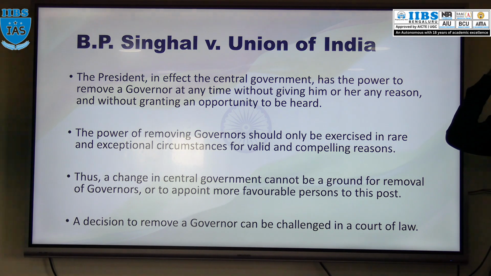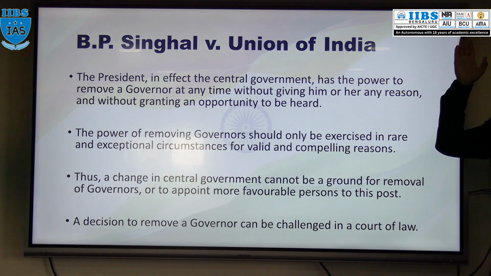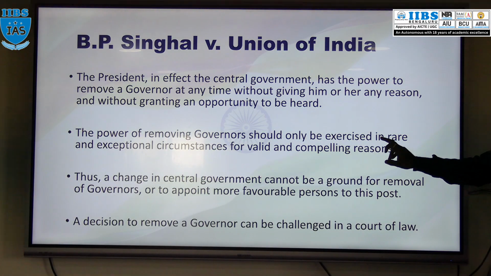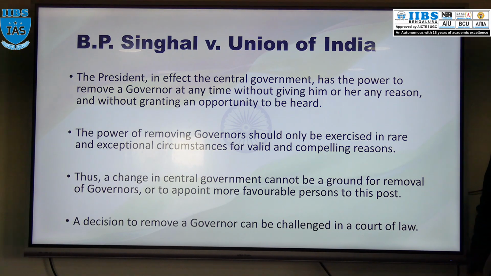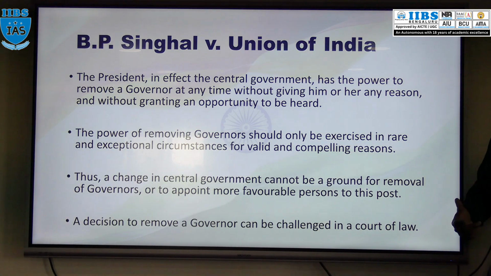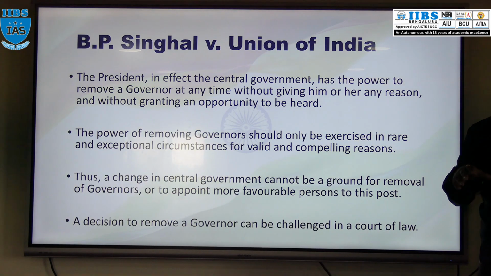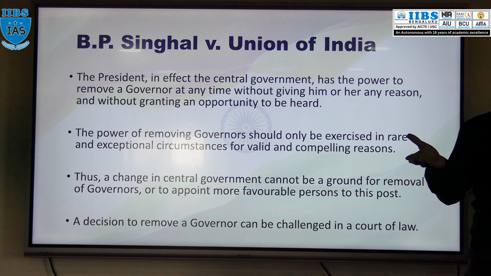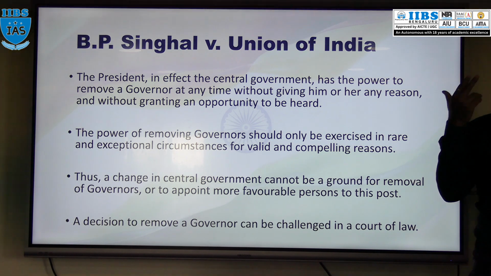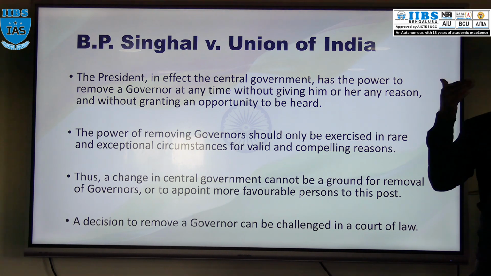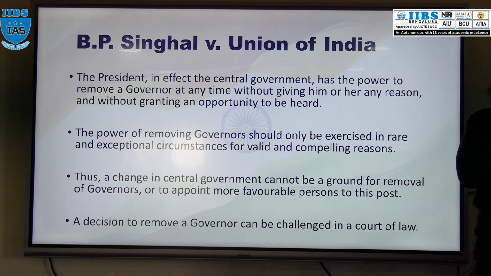Right? Simply because the central government changes, the governor at the state level is also changed. Such kind of things should not happen. Same point is mentioned: thus the change in the central government cannot be the ground for removal of the governor. Right? It has happened. In 1989, when VP Singh formed the government, he removed the governors appointed by the Congress government. Then in 1991, Congress formed the government at the central level, and at that time Congress removed the state governors appointed by the previous government.